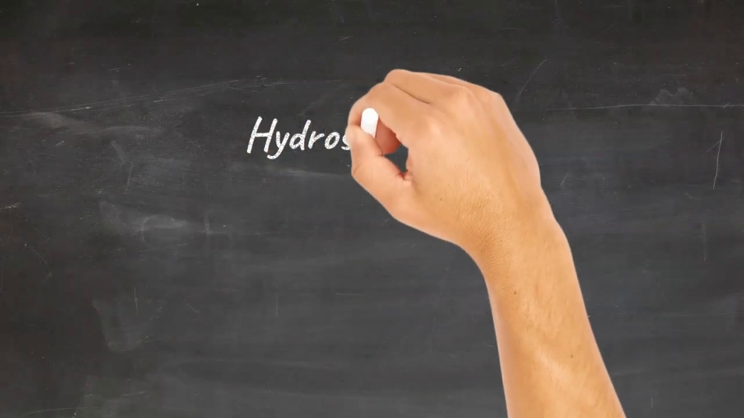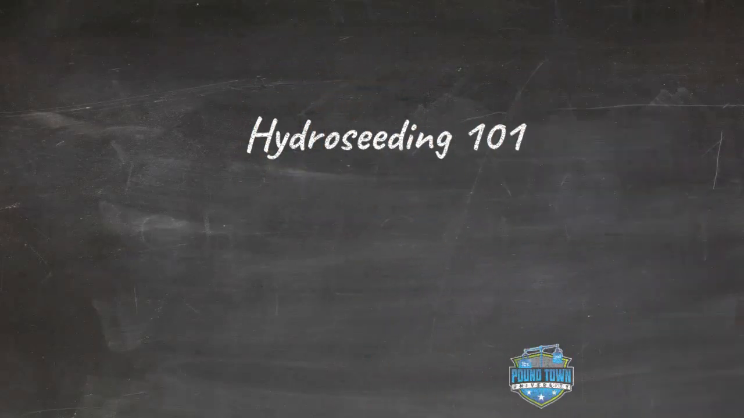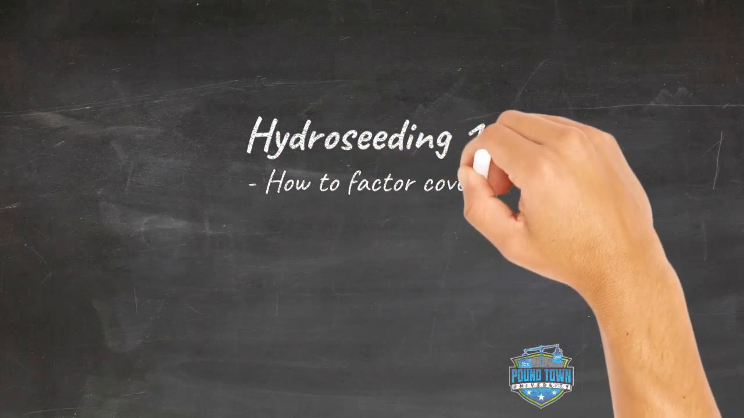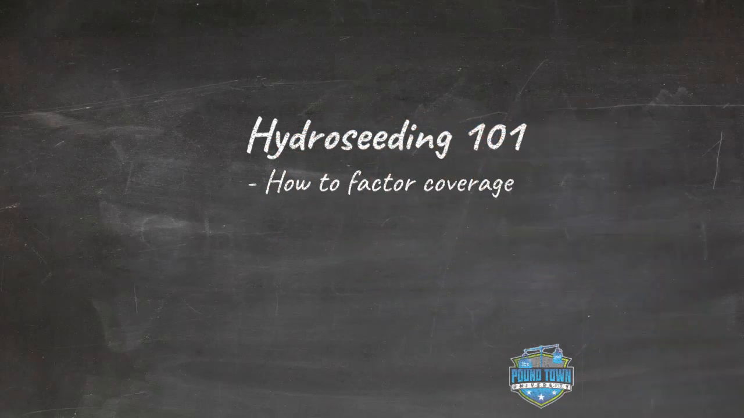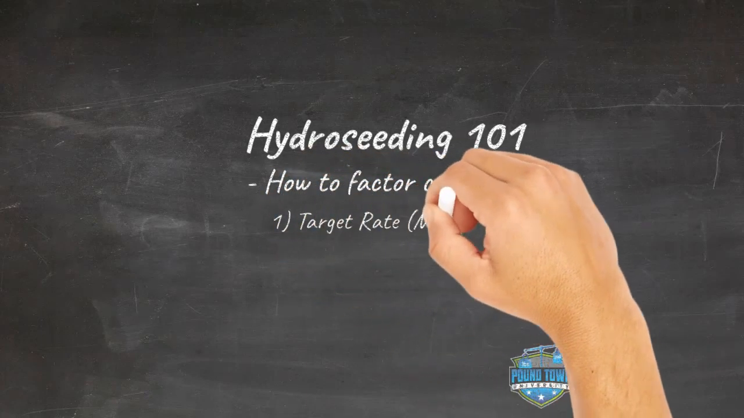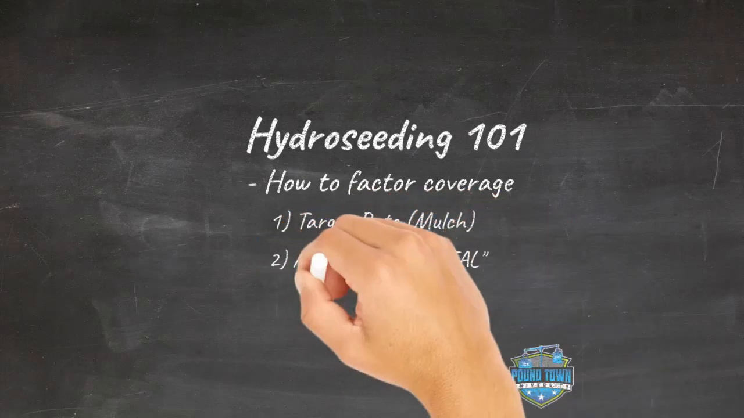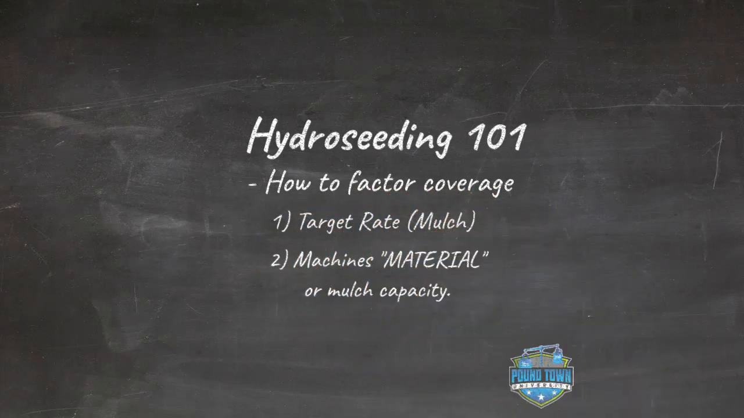Welcome to Hydroseeding 101. Today, we're going to go over how to factor coverage, or how many square feet we can expect to cover per load. However, first we must understand a couple things. 1, we need to determine our target application rate. 2, we need to determine our machine's material capacity, or how much mulch it will handle per load.